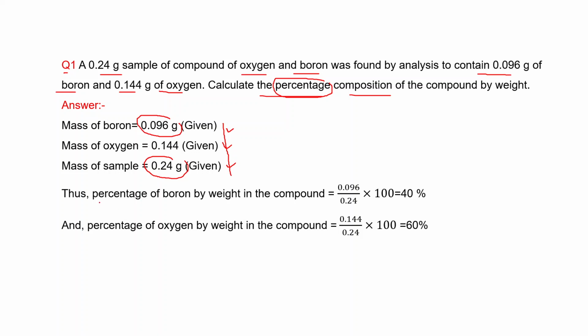That's why percentage of boron by weight in the compound is 0.096 divided by 0.24 multiplied by 100, and if we solve it we will get answer 40%. In the same way, percentage of oxygen by weight in the compound is the mass of oxygen divided by mass of sample multiplied by 100, and if we solve, its answer will come 60%.